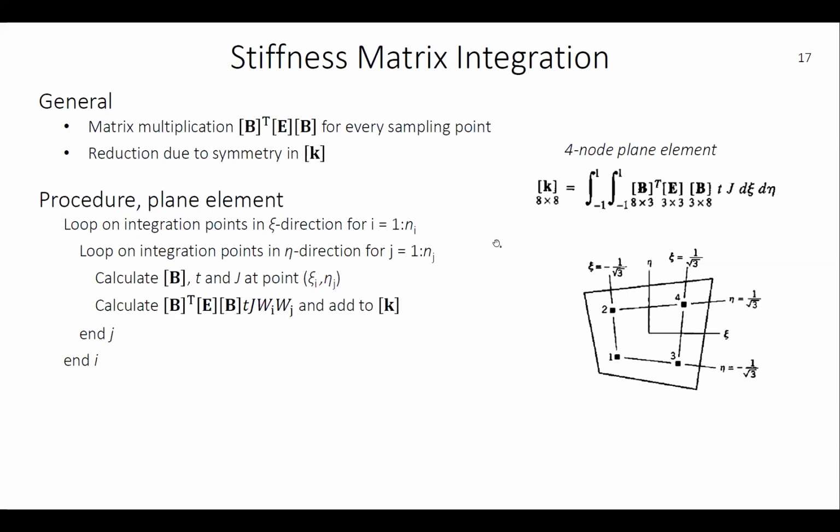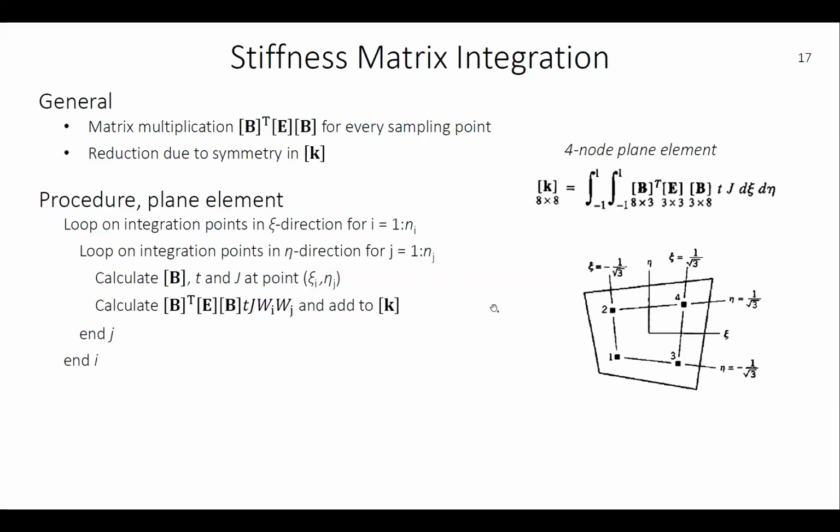So for a 4-noded plane element, we have the 8x8 matrix. We start with the first sampling point or Gauss point. We evaluate this expression and add that contribution in the matrix. And then we continue with the second, third, and fourth Gauss point. So for each element, we need to evaluate this in a loop 4 times and do that for as many elements as we have in the structure generally.